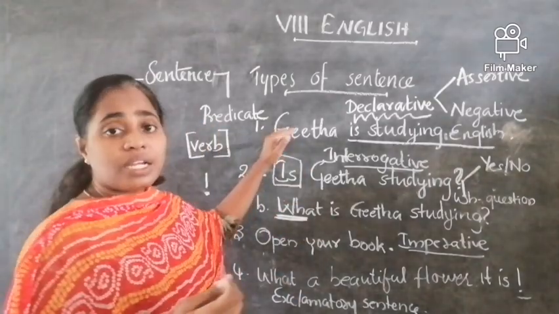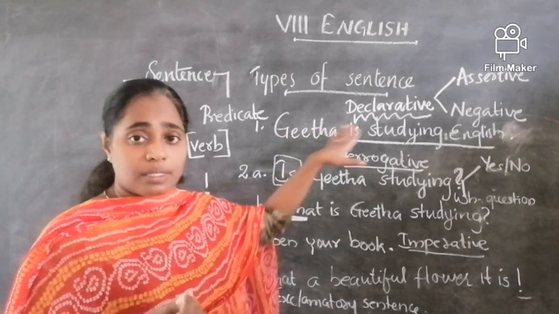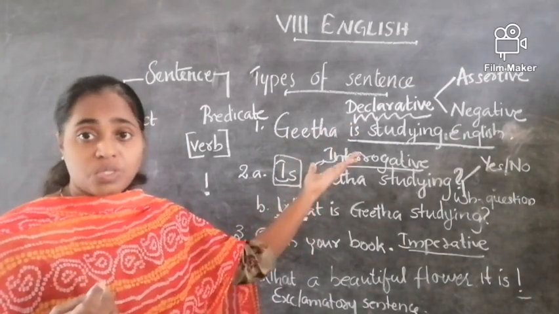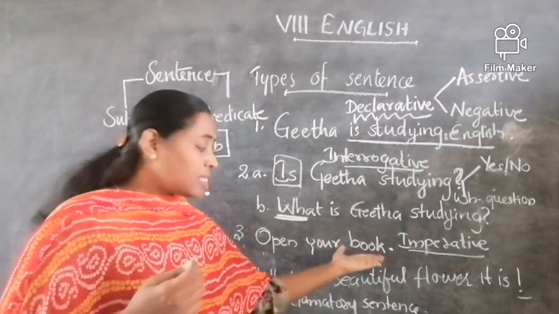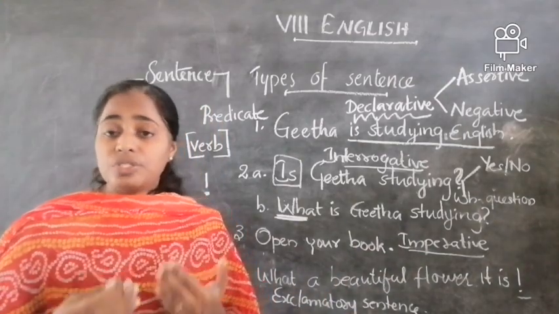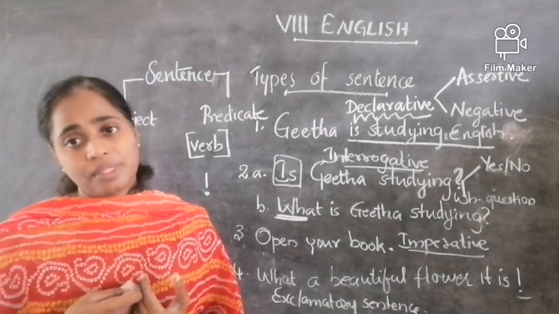So punctuation at the end of the sentence will help you to identify, plus you have to understand the meaning. Declarative sentences always give us information about the subject. Interrogative sentences ask questions to persons, right? Requests, commands and orders are imperative sentences. Exclamatory sentences express the emotions and feelings of the speaker.